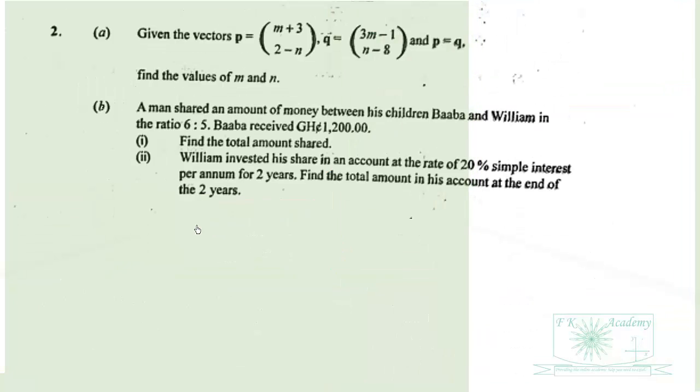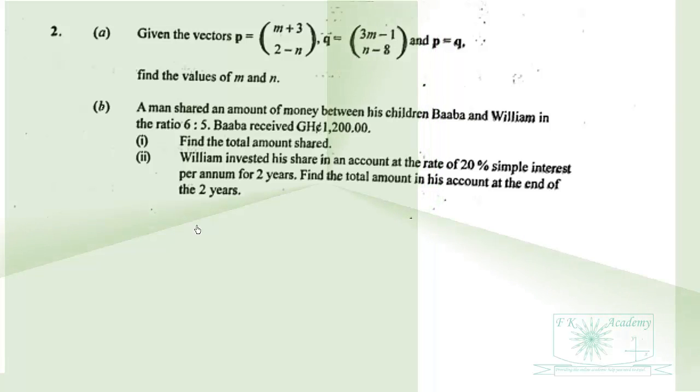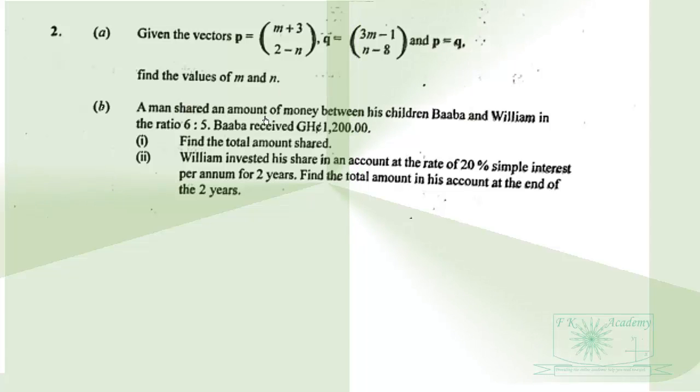So question 2 is here. Given the vectors p equal m plus 3, 2 minus n, q equal 3m minus 1, n minus 8, and given that vector p is equal to vector q, find the values of m and n.